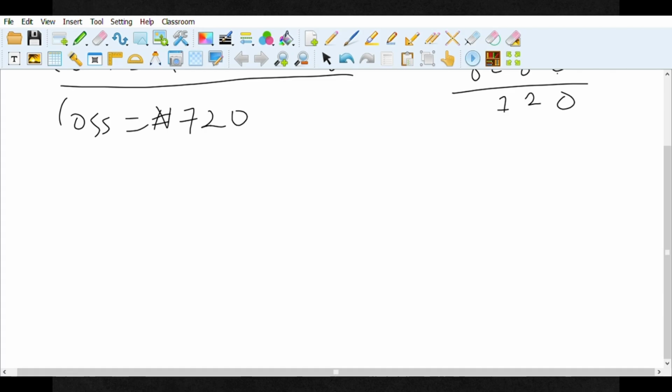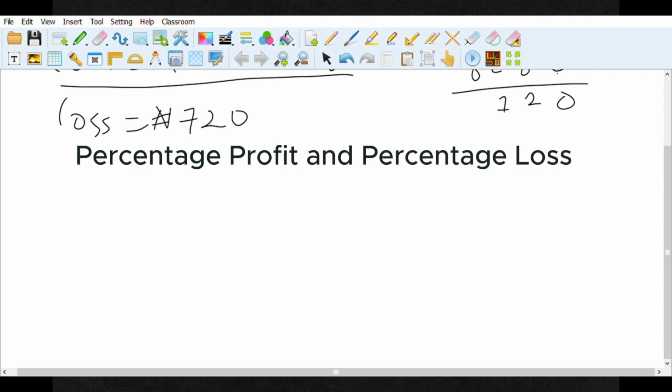So one other thing you can be asked is to calculate percentage profit and percentage loss. Telling profit and loss in terms of percentage will enable us to have an idea of how big your loss is or how small your loss is. Okay, so what is percentage profit?